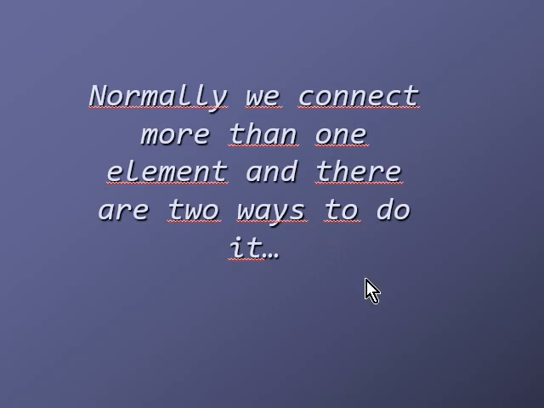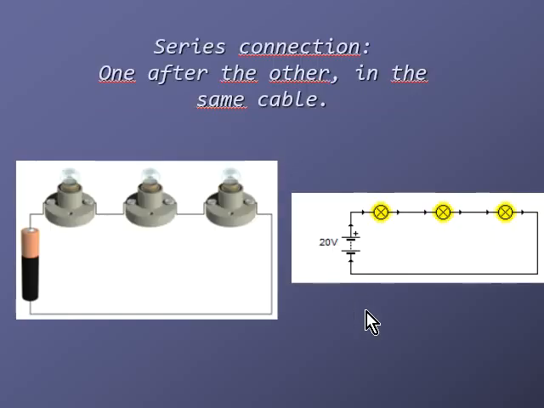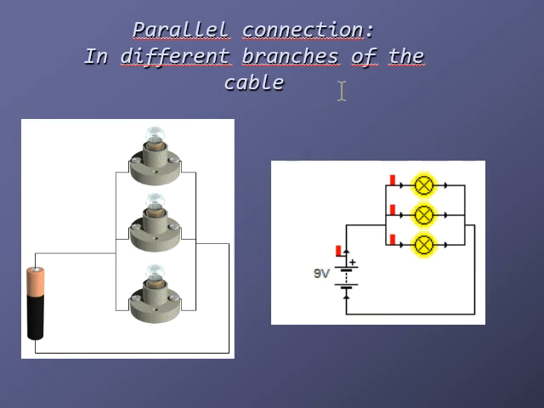For example, in our houses, we can find lamps, washing machine, the fridge, and there are two main ways to connect load devices. Okay, the first one is series connection. It's the easiest way to connect because it's just one element after the other in the same cable. Okay, you have here an example with three lamps. And we have parallel connections, in which they are in different branches. It's more difficult to connect, but we will see that it has more advantages. So in parallel connection, the elements are connected both to the positive and the negative of the battery.